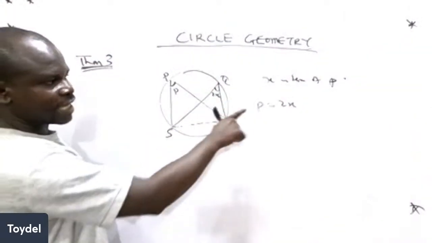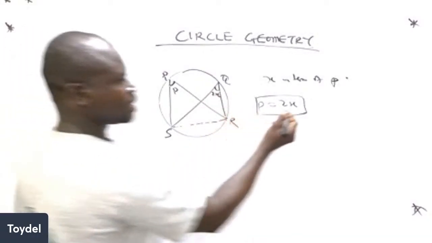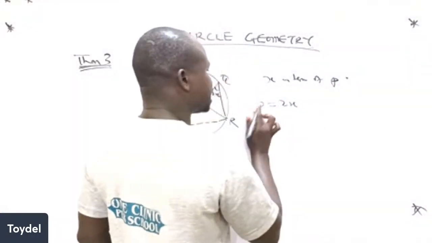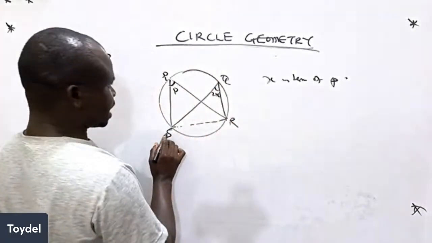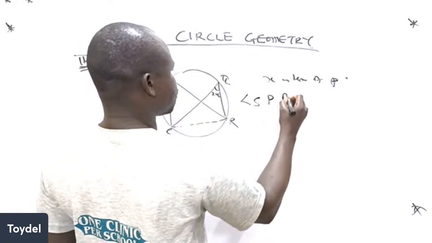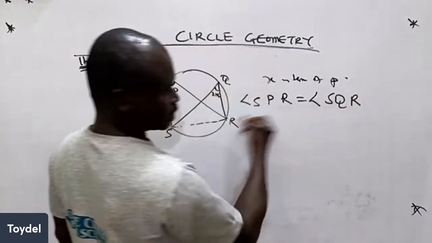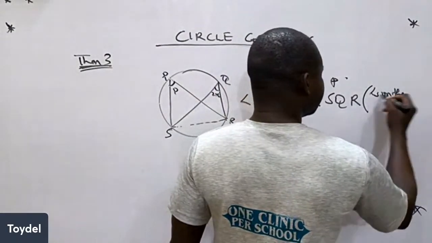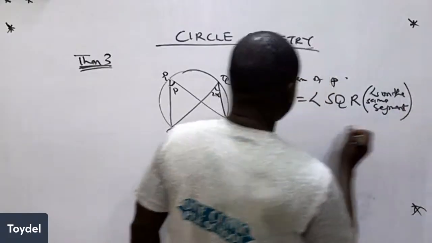But this is an objective question. The right option will be this. Just go ahead and pick the right option. P is equal to 2x. But if this is theory, and you are asked to prove, then what do you tell us here? Why is P equal to 2x? That is, what we're trying to say is that angle SPR is the same thing as angle SQR. Then what is the reason? Angles on the same segment. That's the reason.